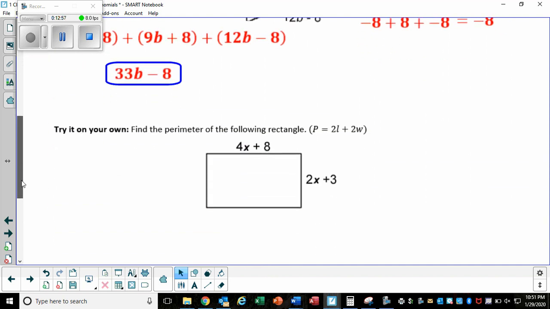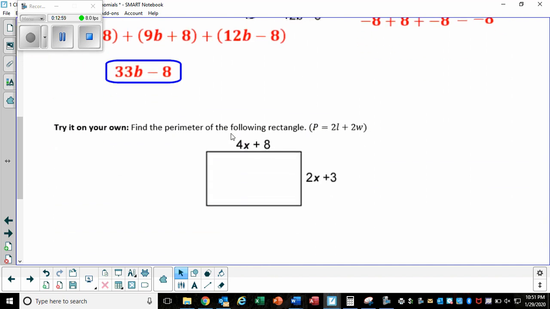So now you guys have one on your own. This one's a rectangle. You could use this formula if you want to find perimeter, or you could do it like the triangle, where you're just adding all the sides together. You just need to be able to recognize what these two sides are. Okay? So lots of different ways you can handle this.